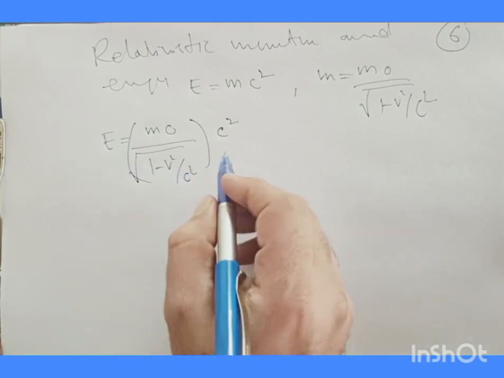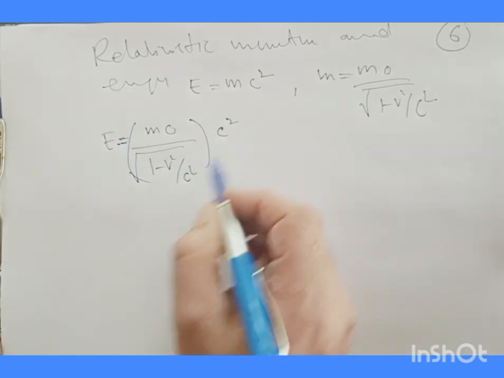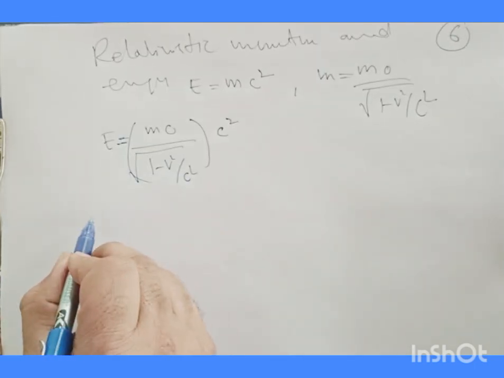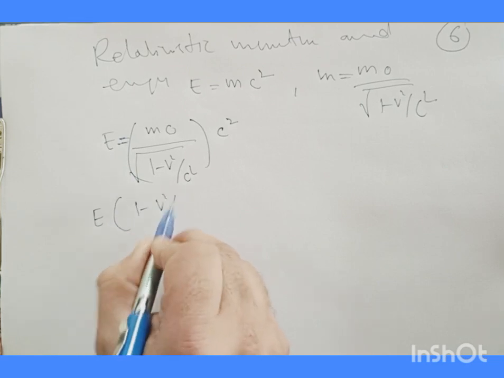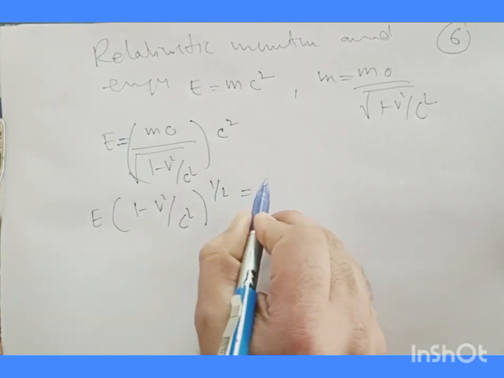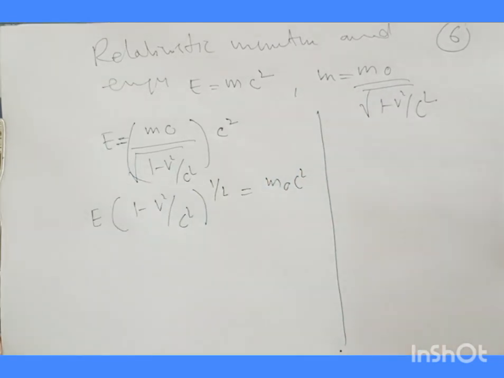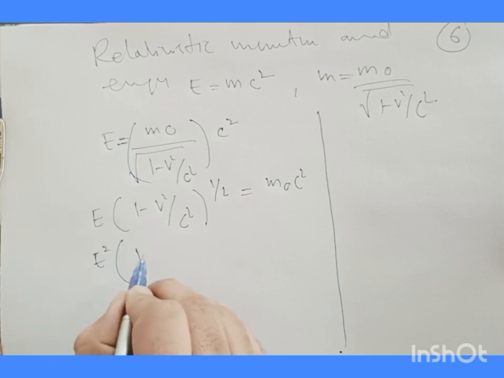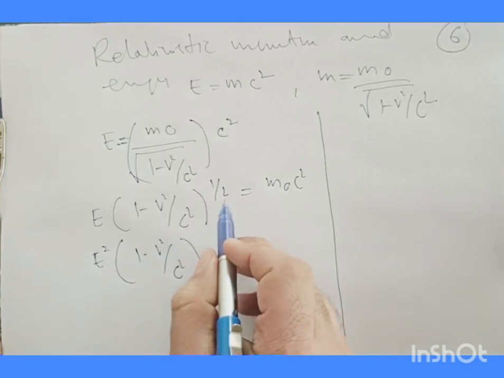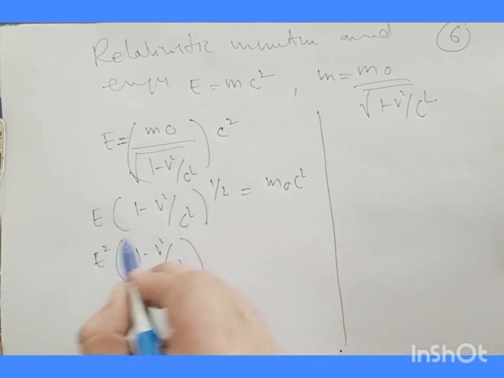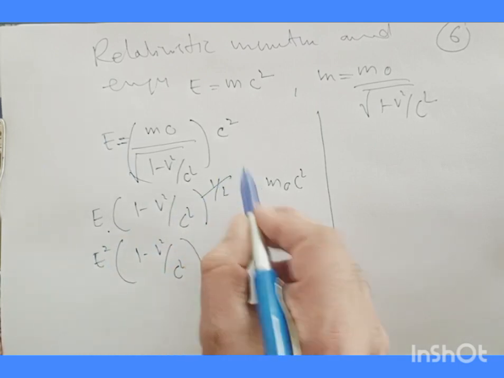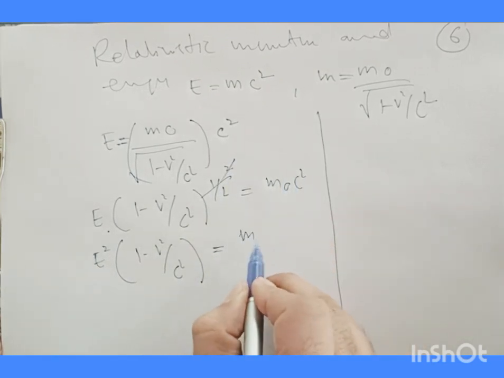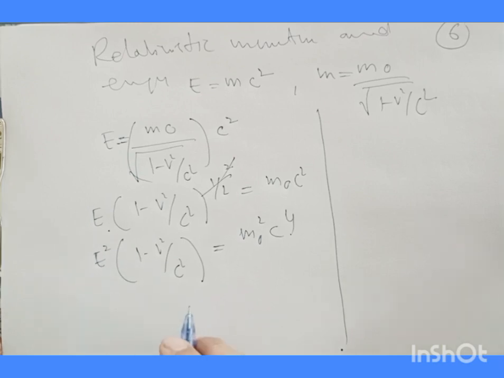Now, what I can do is multiply this to E. So I will have E times (1 minus v square by c square) whole raised to the power 1 by 2 is m naught c square. Okay, and if I do squaring here, what I am going to get is E square times (1 minus v square by c square), since the square and root here will cancel, and squaring of the right side will give me m naught square c to the power of 4. That should be the case.